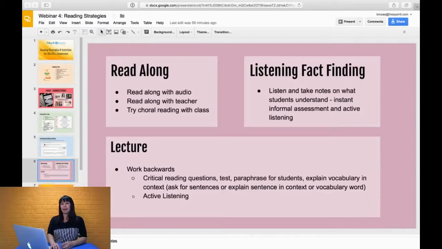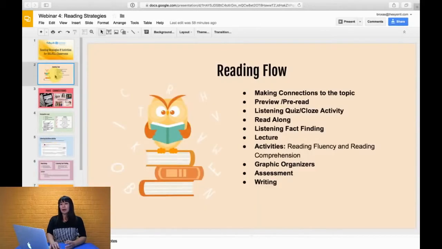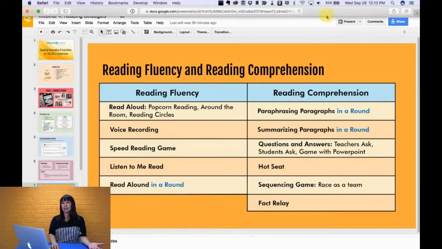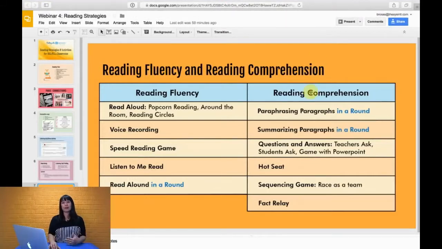All right. So moving on, we are going to now focus on different activities. In this chart, you can see I've split up reading fluency and reading comprehension. Reading fluency is about getting students to read without stopping, maybe working on pronunciation, without hesitating, and intonation. Reading comprehension is about what students understand about the reading. For reading fluency, we spoke a lot about read aloud. Here are some other things you might try.